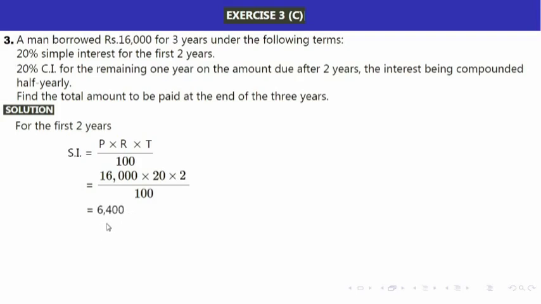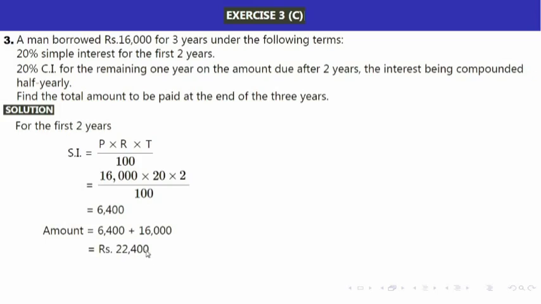Okay, now we got the simple interest. Now let's find the amount. All of you know that amount will be interest plus principal. So add them up, you get your amount to be 22,400. That means after 2 years, the amount that you have borrowed becomes this much.